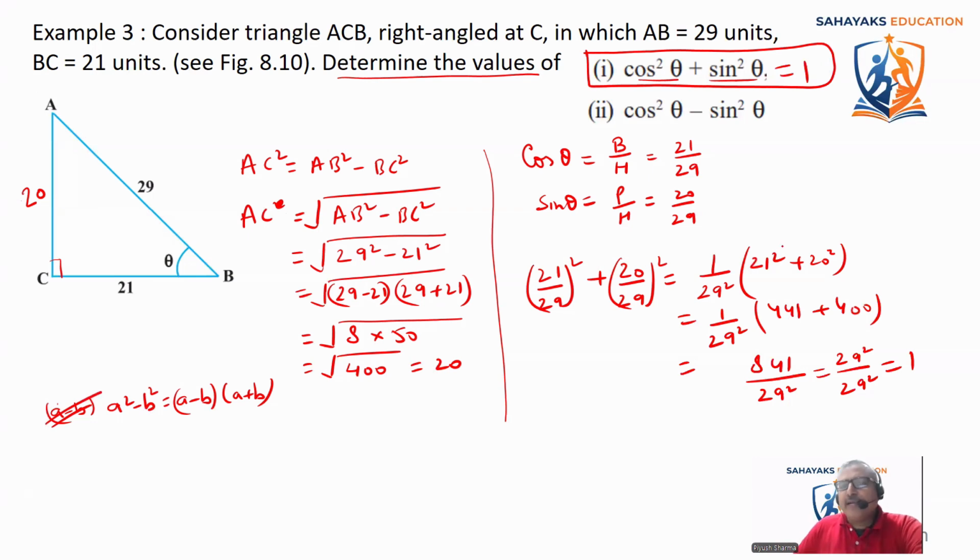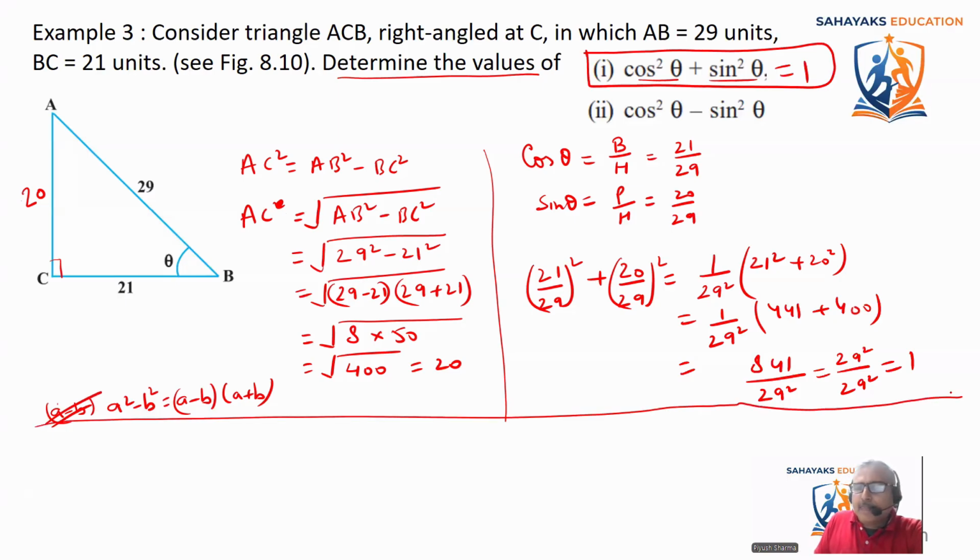Now we have to find cos square theta minus sine square theta. Let me make up some space and find it in a small space. So what's the value of cos square theta? Cos square theta we already know is 21 by 29. So I'll say 21 by 29 whole square minus 20 by 29 whole square.